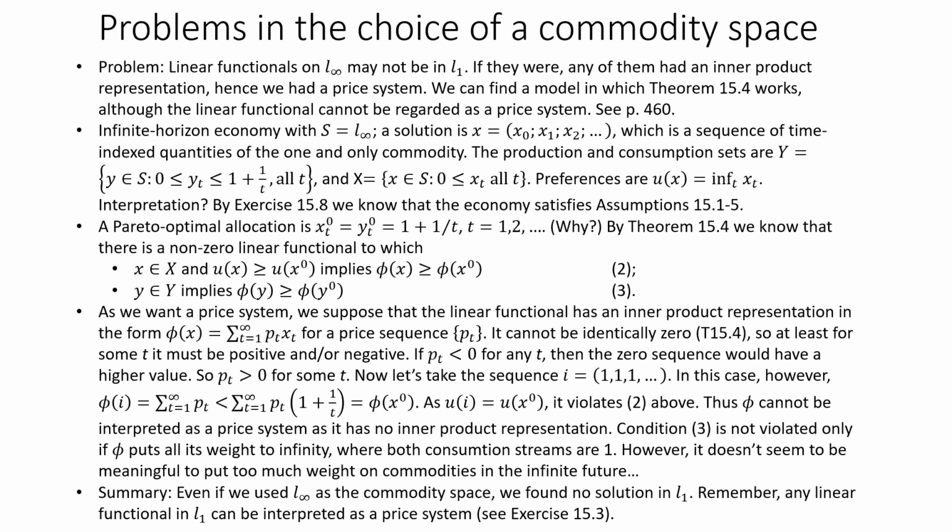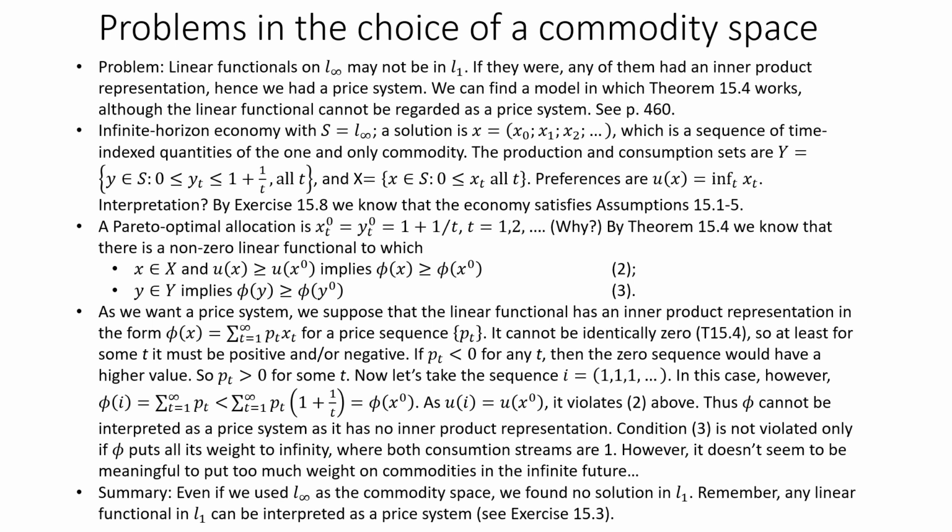So what is the lesson? Even if we used L infinity as the commodity space, and even if the two welfare theorems work, especially the second welfare theorem, we have a candidate linear functional, but this linear functional has no inner product representation, because no matter how hard we tried, we didn't find any price sequence that would have been appropriate. So this is the result. This linear functional cannot lie in L1, because if it were in L1, it would have an inner product representation.